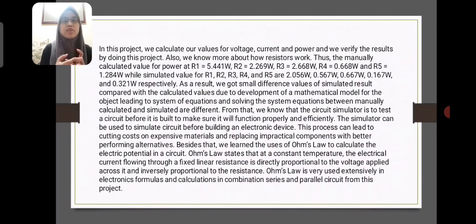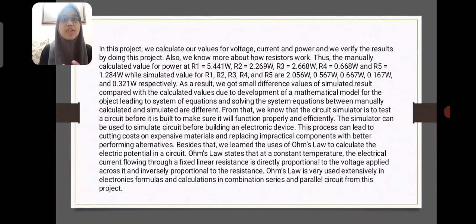From our results we got a small difference between the simulated result and the manually calculated value. This shows the development of a mathematical model for the object, leading to a system of equations.